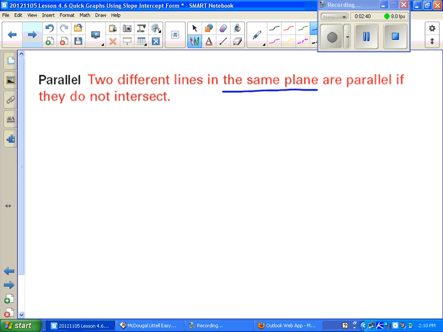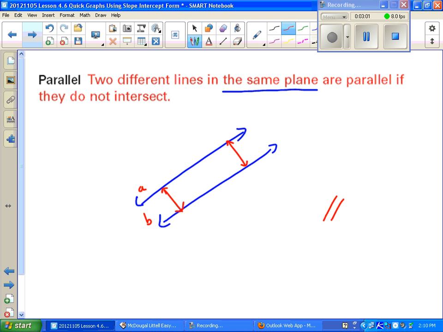What's important about parallel lines as you look at them is their distance apart from each other. Their distance is the same at all parts because they'll never cross each other. The symbol for parallel is just two little parallel lines next to each other. So if this was line A and this was line B, you could say A is parallel to B, written like that.